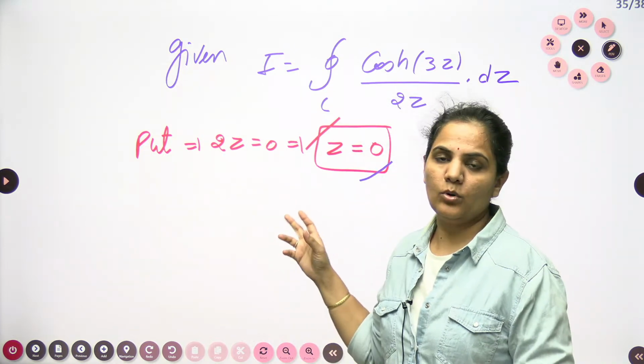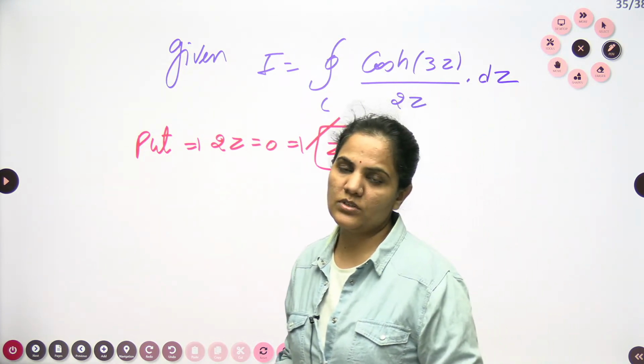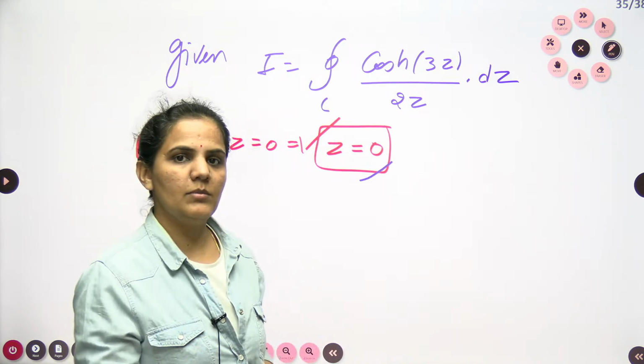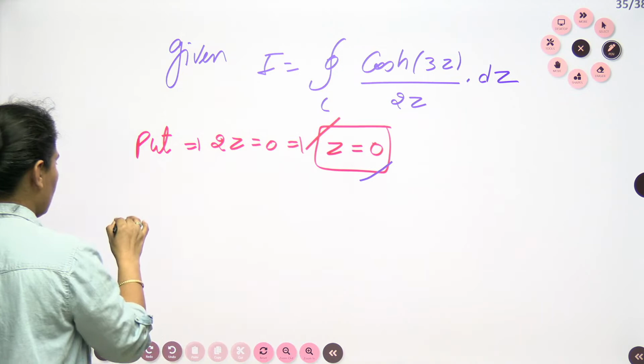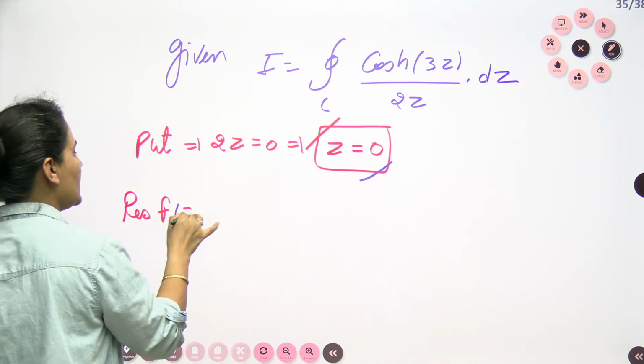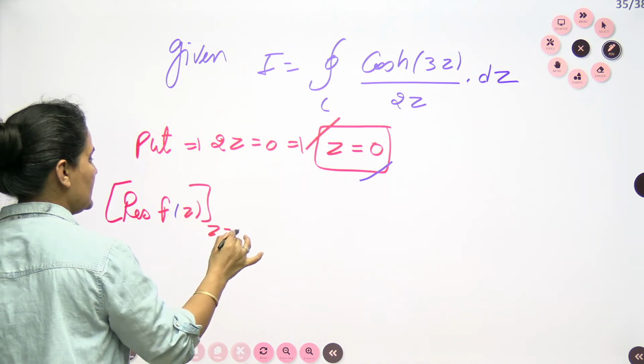So here we are having the pole at z equals 0. We can approach the question by either the residue theorem or by Cauchy's integral. So let's approach this question by the residue theorem. I will find out the residue of the given function at z equals 0.